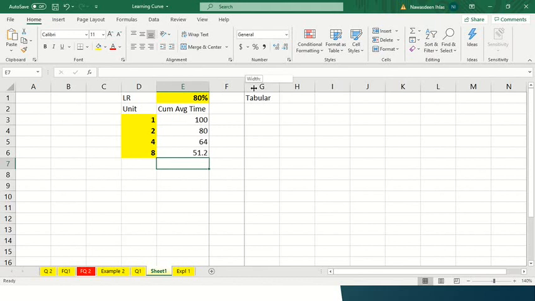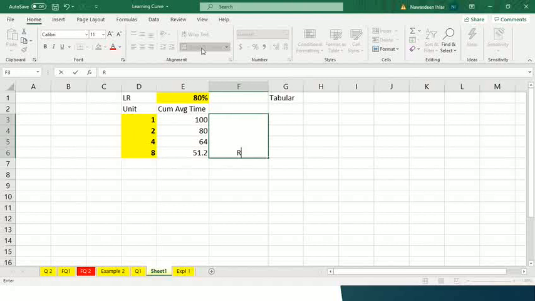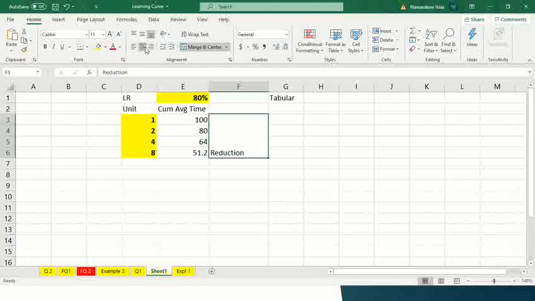Here it is clearly you can see if you are producing 1 unit, your cumulative average time will be 100 minutes. If you are producing 2, the cumulative average time will be 80. If you are producing 4 units, your cumulative average time will be 64 per unit. If you are producing 8 units, you can produce 1 unit for this particular 51.2 minutes, which means if your output is increasing, your time consumption will be reduced. Why is this time reduction there? Because of the learning curve impact.